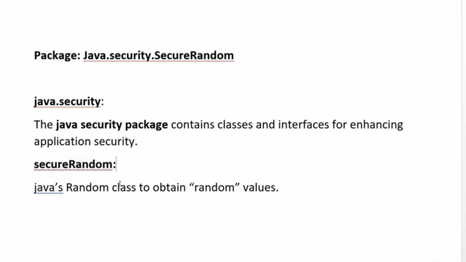What is SecureRandom? Instead of the Java Random class to obtain random values, we use SecureRandom, which can produce random boolean, byte, float, double, int, and long. SecureRandom objects produce non-deterministic random numbers that cannot be predicted.